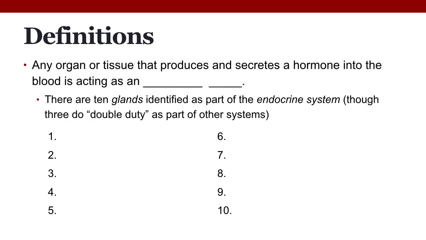So again, I want to stress that any organ or tissue that produces or secretes a hormone into the blood is acting as an endocrine gland. So keep that in mind as we move through the endocrine section.